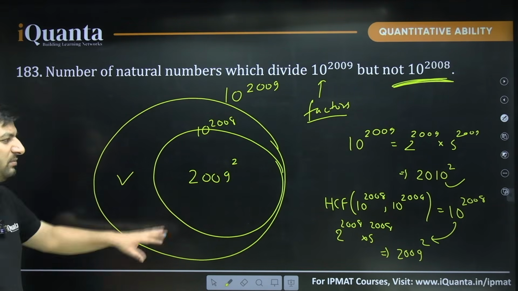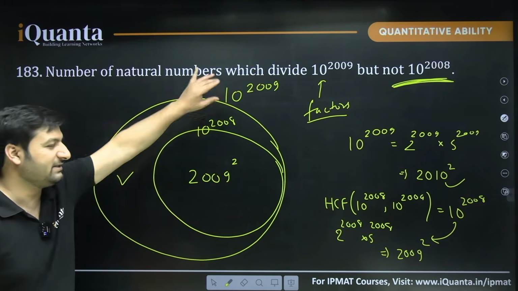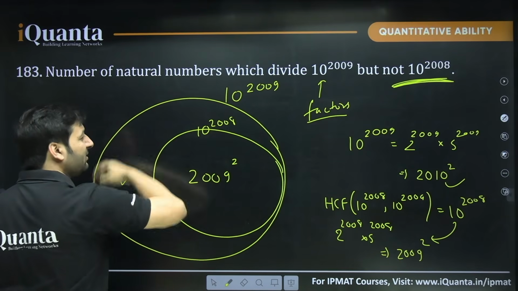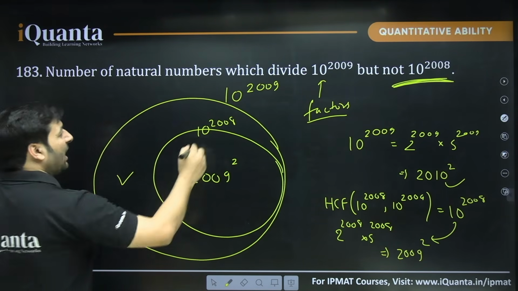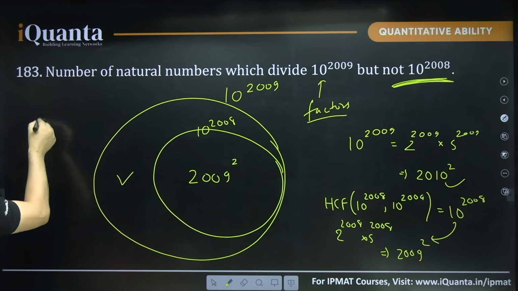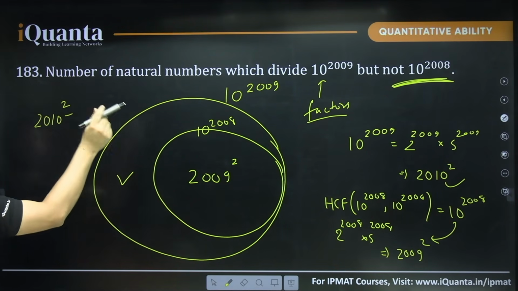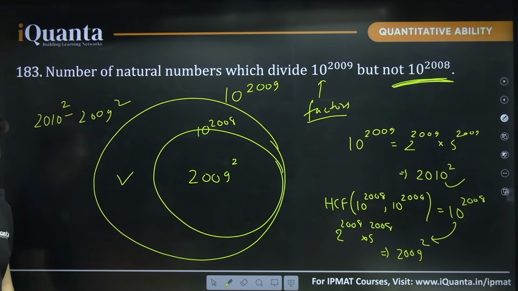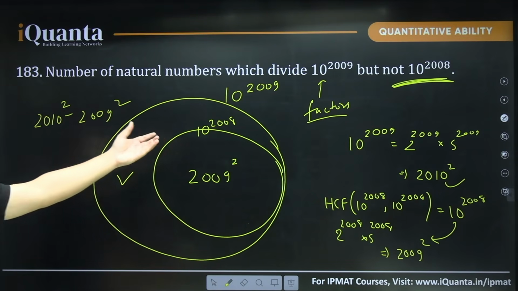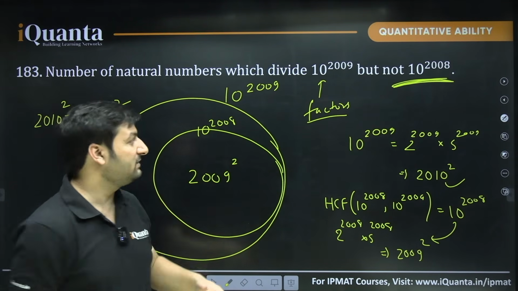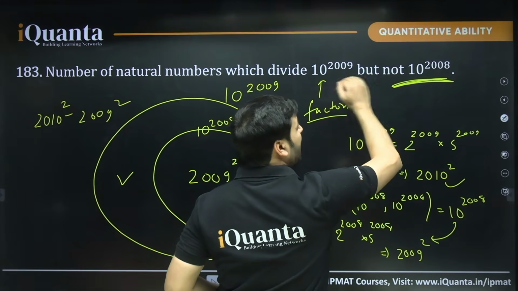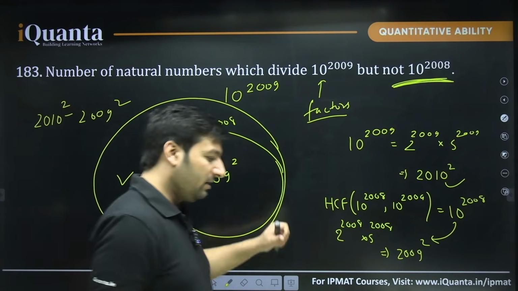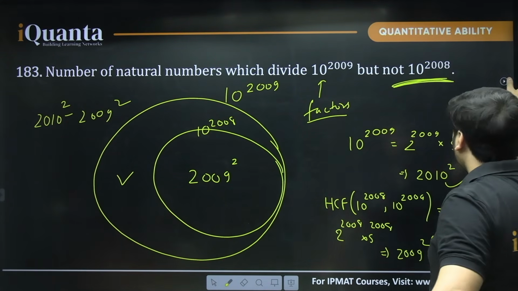There are these many numbers which divide both this as well as this. But we want only those numbers which divide this only, not this. So out of the total factors of 10^2009, which is 2010 squared, we will reduce the common factors of both, which is 2009 squared. Whenever they ask you such questions, that there are some numbers which divide this but not that, you have to calculate the factors of this minus the factors of the HCF of both given numbers. Relate it with the Venn diagram and you will be able to understand it.